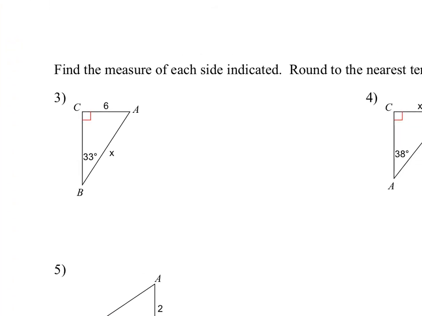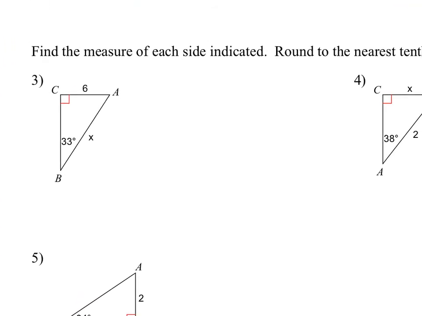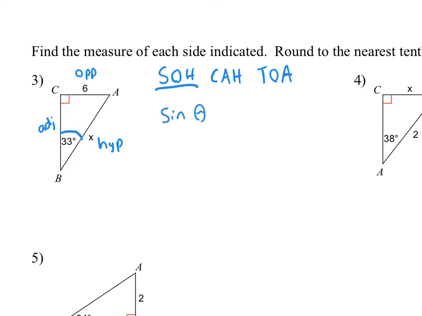Let's see. Find the measure of each side indicated, round to the nearest tenth. Okay, we know this angle is 33 degrees. 6 is the opposite. X is the hypotenuse. CB is the adjacent, but we're not too worried about that value. We're just looking for the hypotenuse. We know the opposite, and we're looking for the hypotenuse. So we're going to pick the one that has opposite and hypotenuse in it. So that will be sine. And the sine of theta equals OPP over HYP.